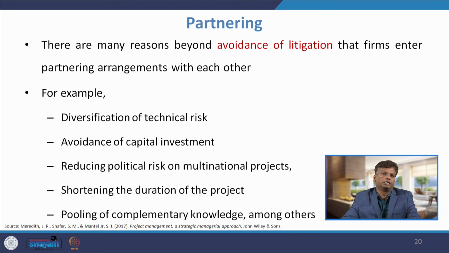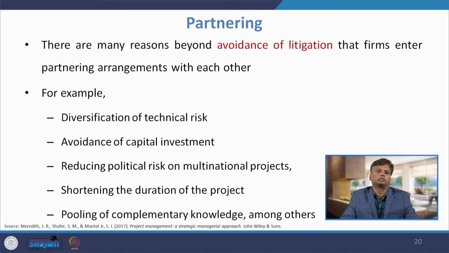There are many reasons beyond avoidance of litigation that firms enter partnering arrangements with each other. Having a collaboration or coordination with another person is called partnering. For example, diversification of technical risk. When you have partnering, you can diversify your technical risk because the other party is a person who is expert in technical knowledge, so you are relying on that person and your risk is reduced. Then avoidance of capital investment. When you have partnering, the other party may already have capital and infrastructure, so you need not go for any capital investment. That is the advantage of partnering.